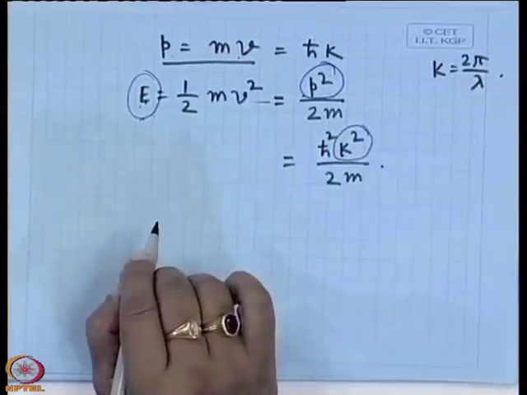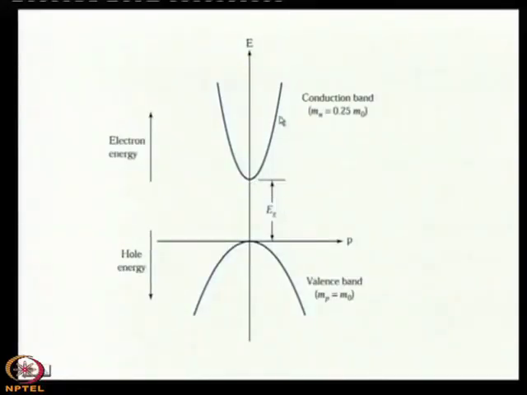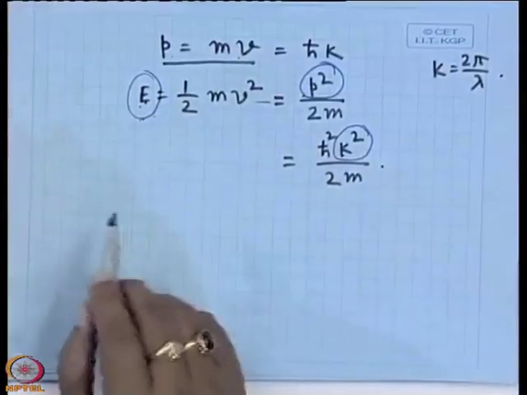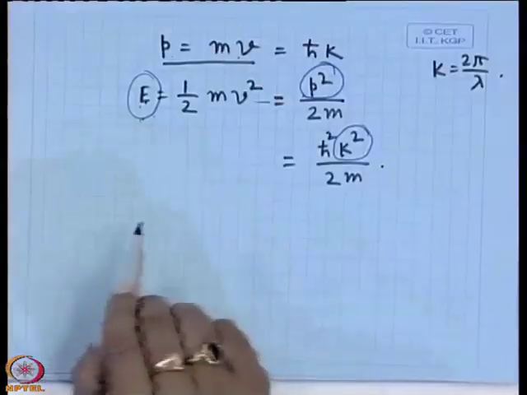one thing is that the curvature of these bands is different, you see. Okay, the curvature of this band is basically different. Now, how the curvature is determined mathematically? Suppose you have an equation E equals h bar square k square by twice m. From this equation, how you can determine the curvature? Basically, the second derivative will give you the curvature.